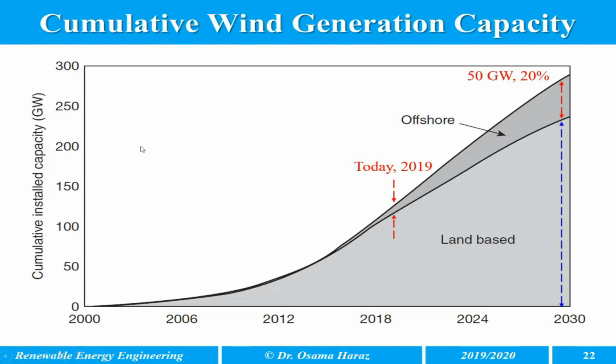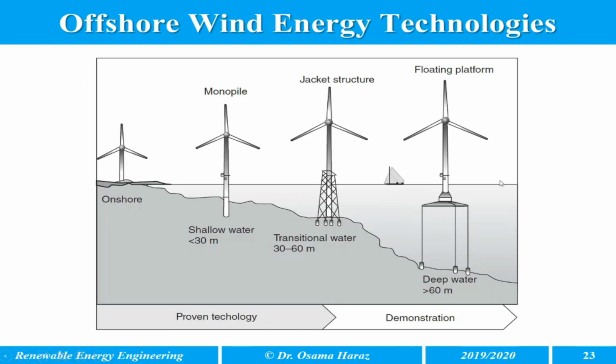This graph shows the cumulative installed wind generation capacity in gigawatt versus the years. So there is great interest in offshore wind farms compared to land-based or onshore, especially currently and for the future.